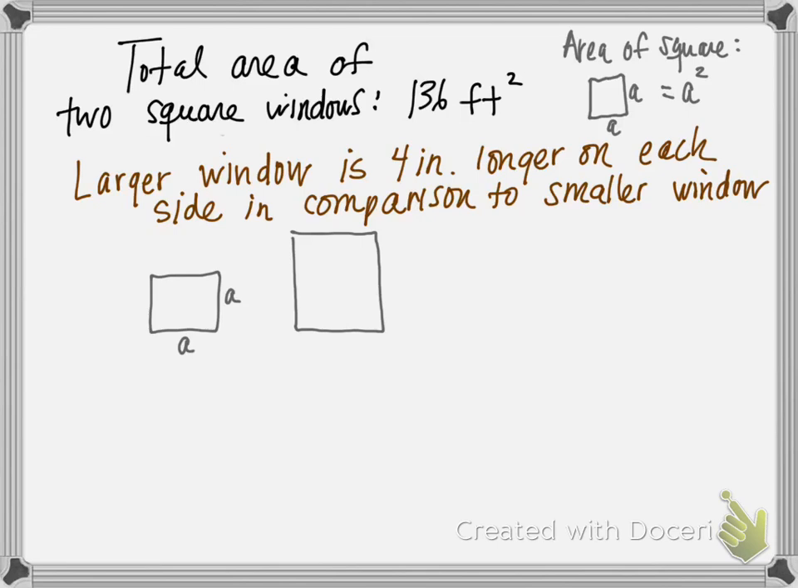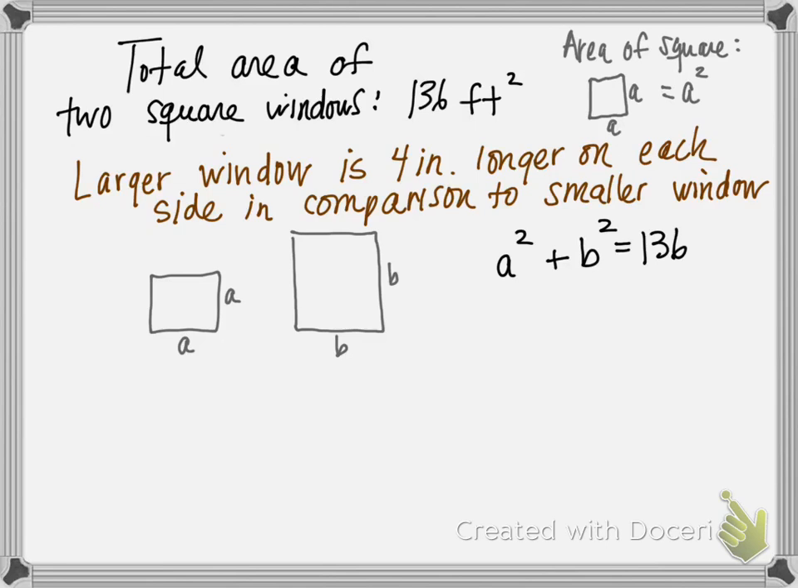And then I'm just going to call the larger window's dimensions B by B. So the area would be B squared. So right now, what is given is that if you add both of the areas together, you get 136 square feet. So if I do A by A, or A squared, that's the area of the smaller window. And if you add that to the area of the larger window, which is B times B, or B squared, you get 136 square feet.